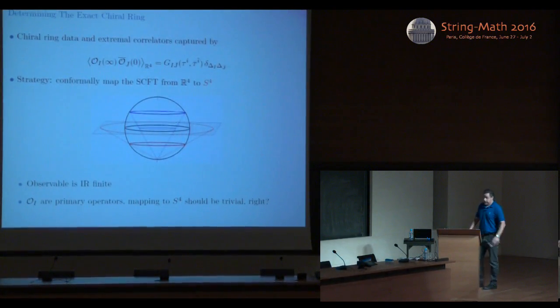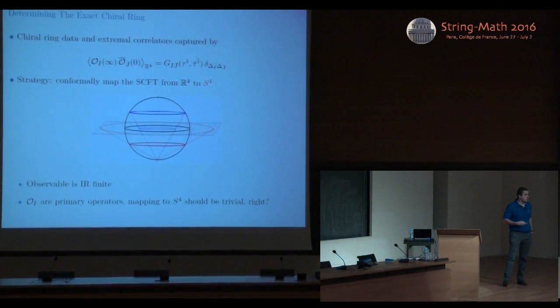So as I said, the chiral ring data and the extremal correlators in these 4-dimensional N=2 superconformal field theories. By the way, much of what I said can also be said about 2-dimensional (2,2) superconformal field theories, but just for concreteness, we will focus on 4-dimensional N=2 theories. All the data is captured in the 2-point function of a chiral and anti-chiral operator. Okay? So now the question is, how are we going to compute this data?